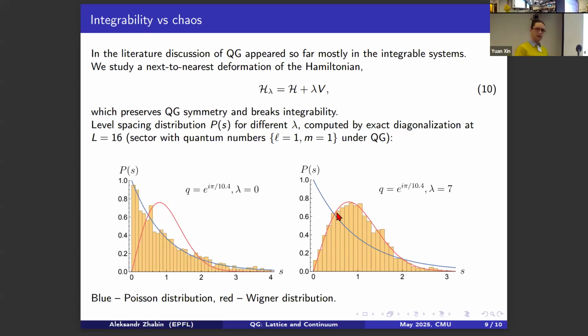And then to show the breaking of integrability, we studied the level spacing distribution. When there is no such deformation, lambda is 0, we get that the level spacing distribution is well described by Poisson statistics. And for some non-zero value of lambda, we get a nice description in terms of a linear curve.